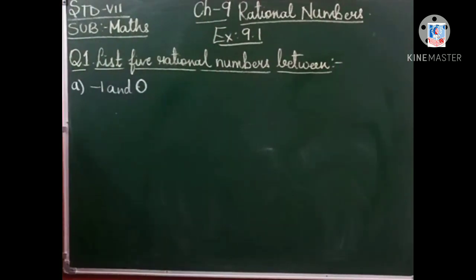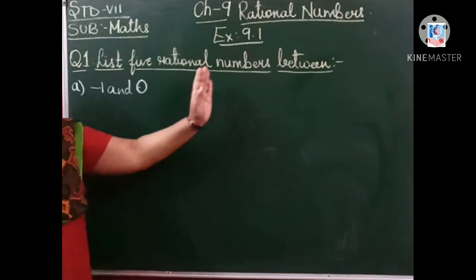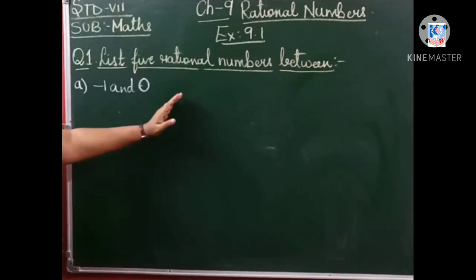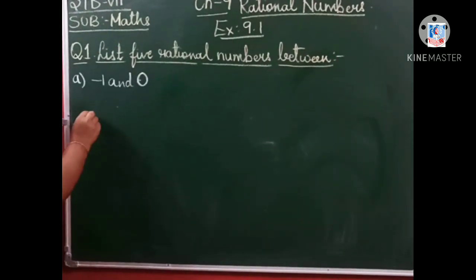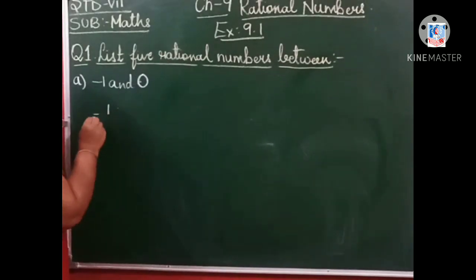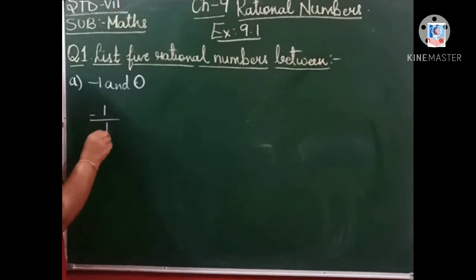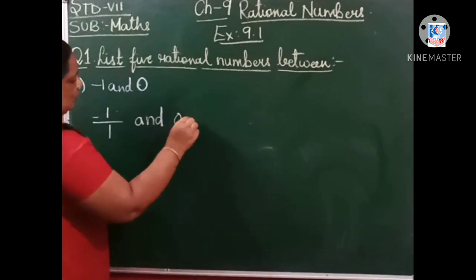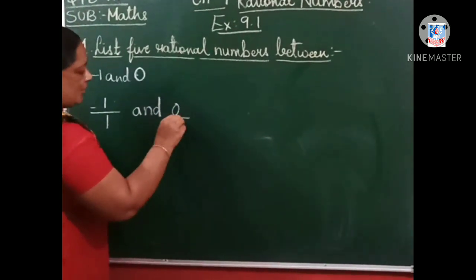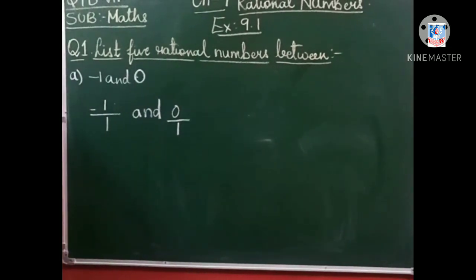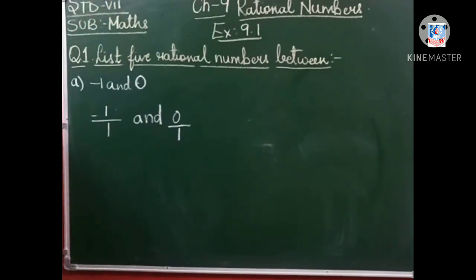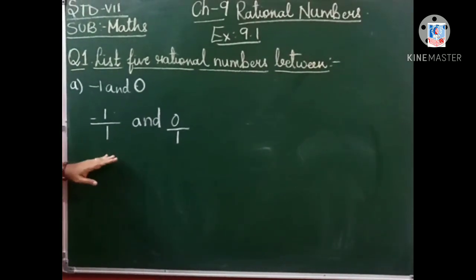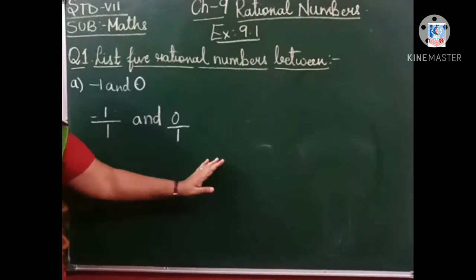Question number 1. List 5 rational numbers between -1 and 0. Now, rational number means -1 by 1 and 0 is equal to 0 by 1. Okay? Now, what will we do? We have to multiply this 1 with any number to make the denominator same.